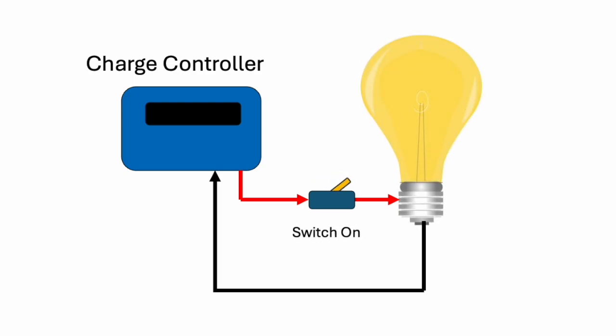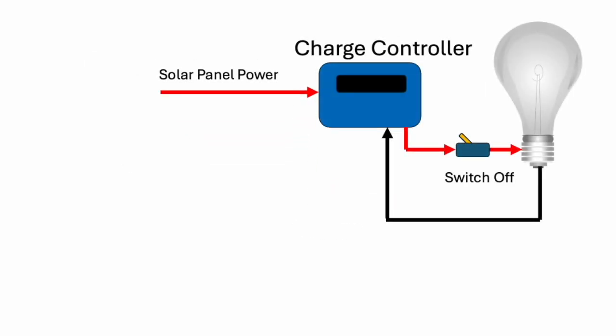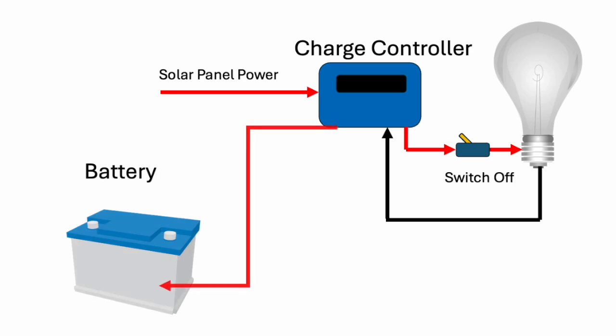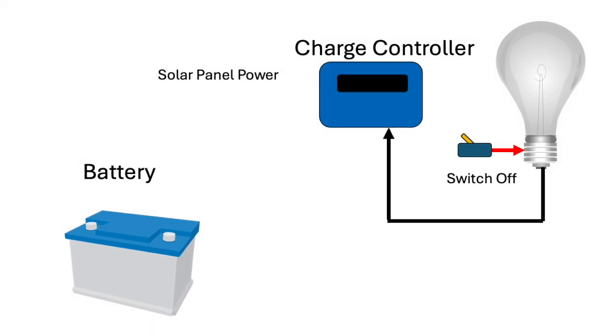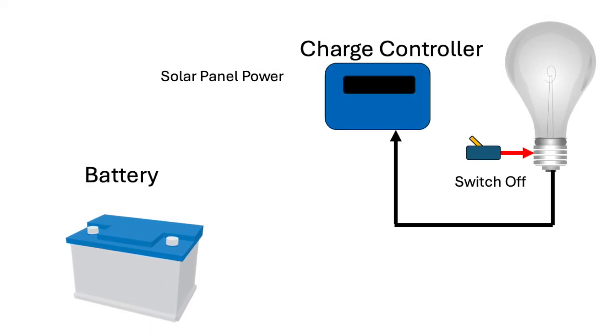If power is needed in the load circuit, the power from the panel will be sent directly to the component in need via the charge controller. If the working circuit does not need all of the power produced by the panel, the controller will send the power to a battery for storage. If the load circuit does not need power and the battery is fully charged, the charge controller will stop accepting power from the solar panel to prevent battery overcharging.